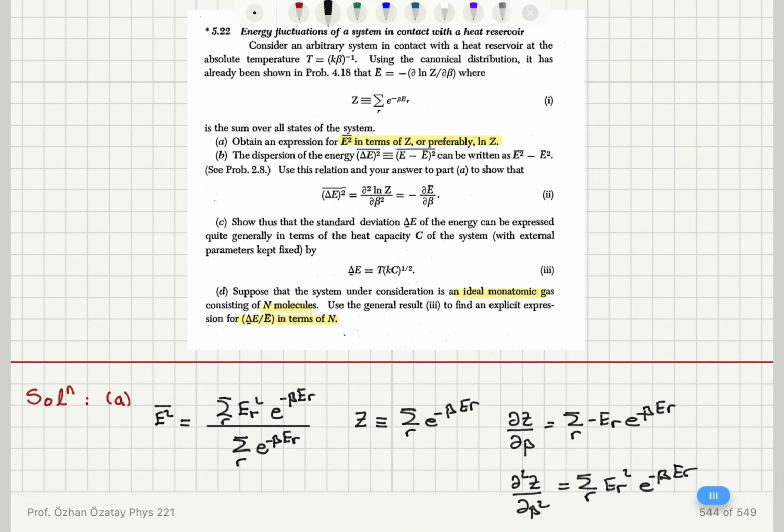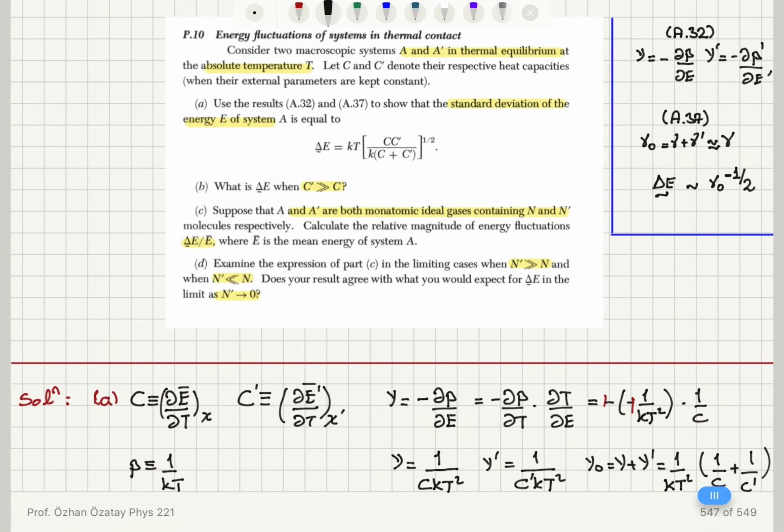Okay, so this is basically a generalization of the previous problem, problem 5.22, where we had a system in contact with a heat reservoir. What happens if we have two systems, A and A prime, and one of them is not a heat reservoir, and these systems are in equilibrium and they have heat capacities C and C prime? Well, the generalization can be found using the results that we have obtained for magnitude of energy fluctuations. So you can review this video.